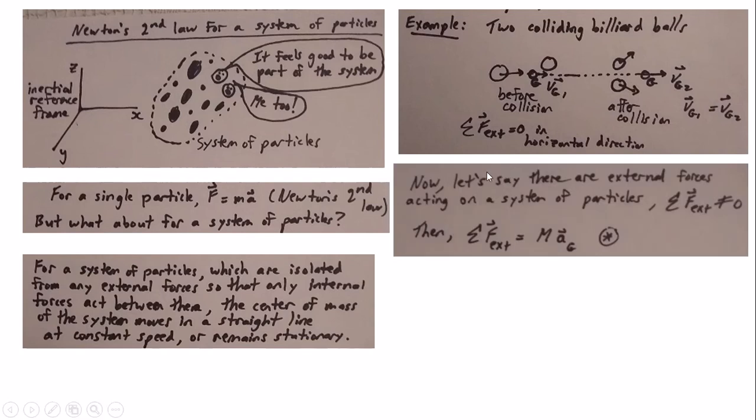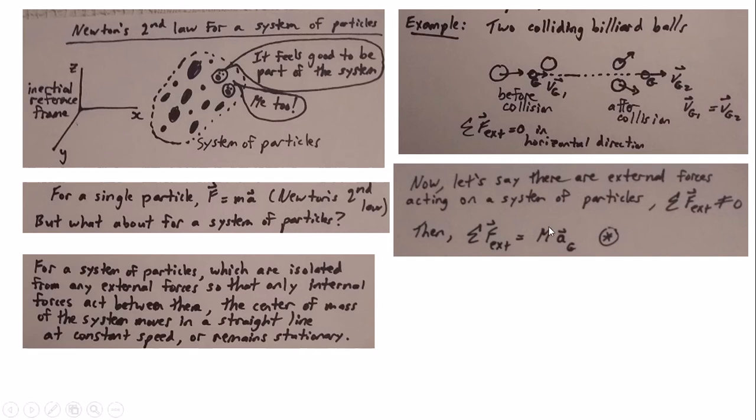Now, let's say that there are external forces acting on the system of particles where the sum of the external forces is not equal to 0. In that case, we can write the sum of the external forces, represented by F external, which is a vector, is equal to large M times AG, which is the acceleration of the center of mass of the system, which is also a vector. And I call this equation star because I'm going to refer to it later on.